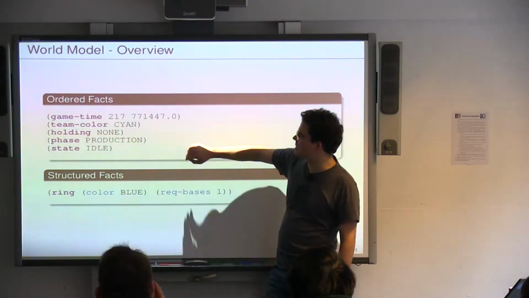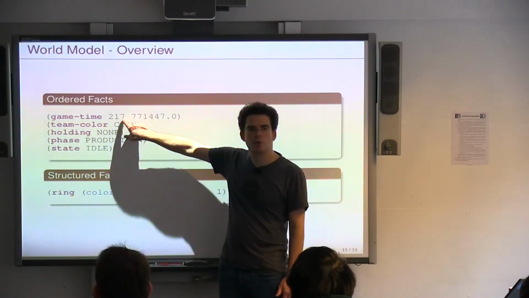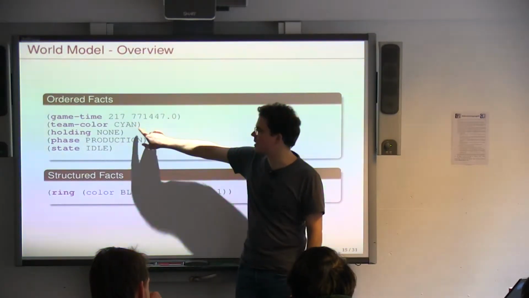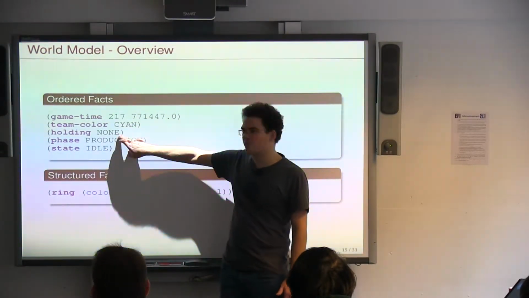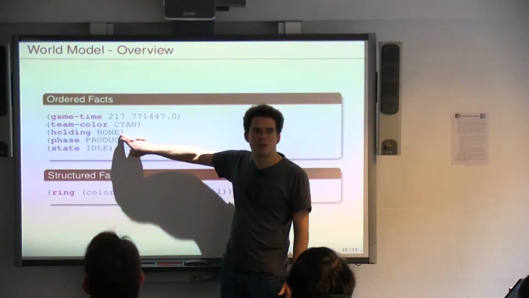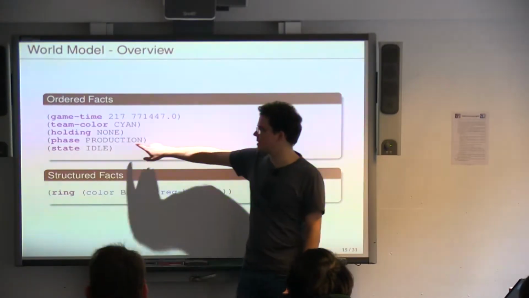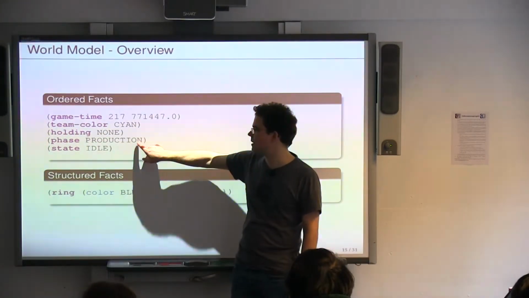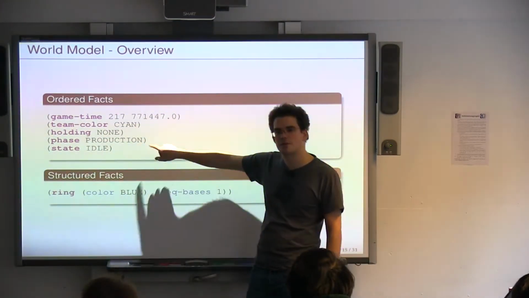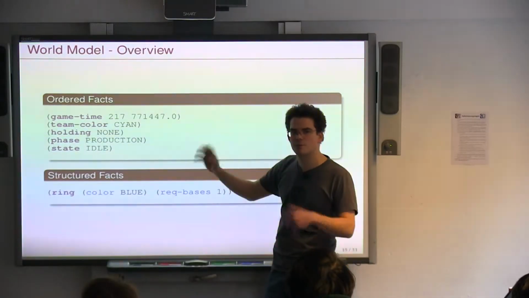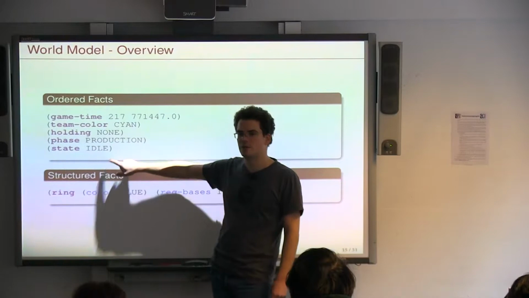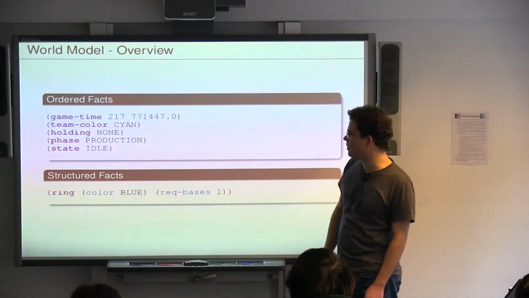So I have some examples. This is the game time we're getting from the ref box. Our team color, which is cyan at the moment. The holding fact states if we're holding something in our gripper, and at the moment that's none. The game phase we're in, which is a production game phase. These are the same names as used in the ref box, so if you want to check it, it's always the same. And this is our robot state. It's idle and not doing anything at the moment.